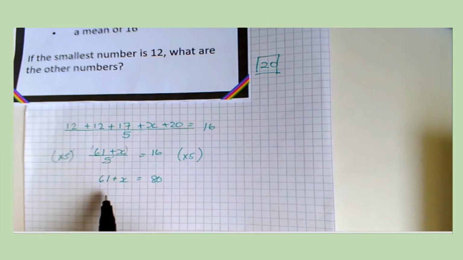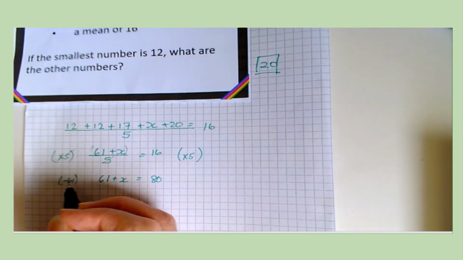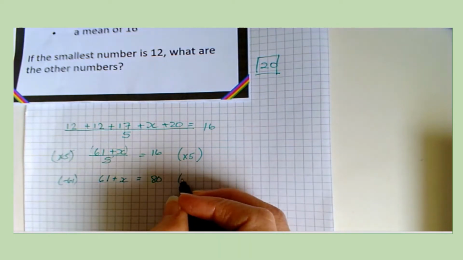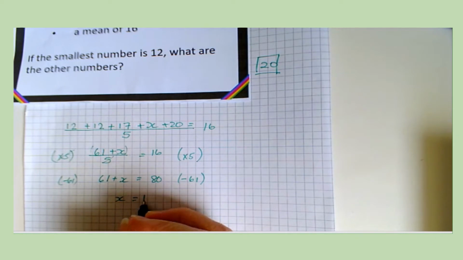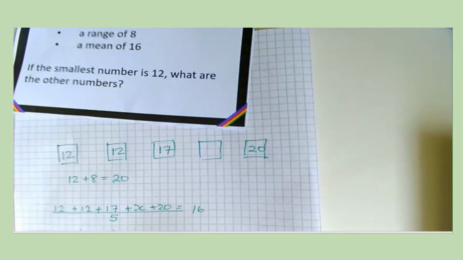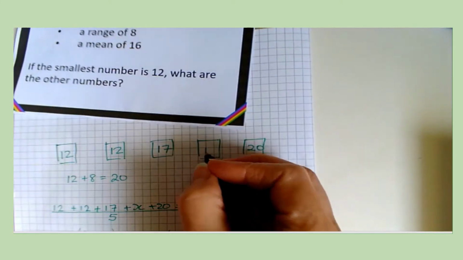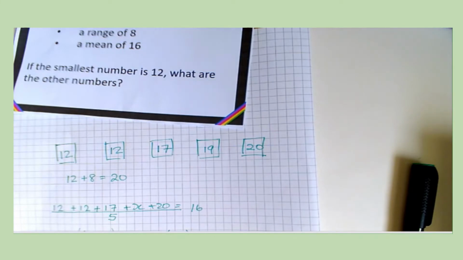Okay, so now the only thing in the way really here is the 61. I want to know what 1x is. So the opposite of a positive 61 would be a negative 61. So I'm going to take 61 from both sides, and I'm going to land up with 80 take away 61 is 19. So my 4th number in my 5 numbers is going to be 19.